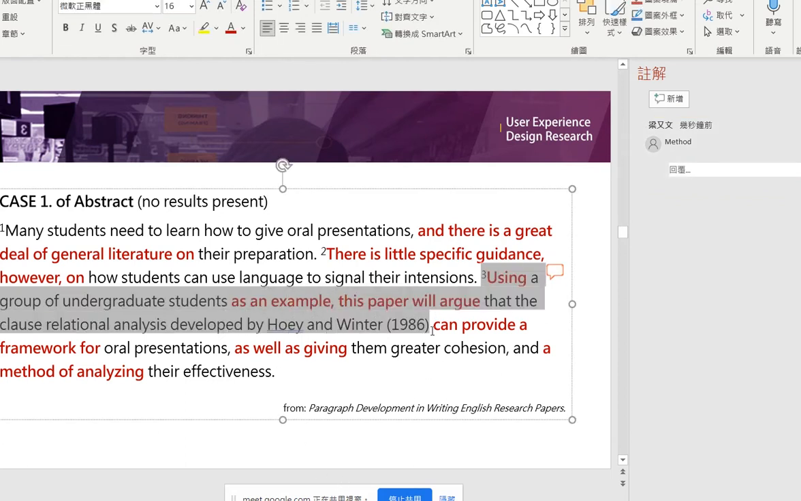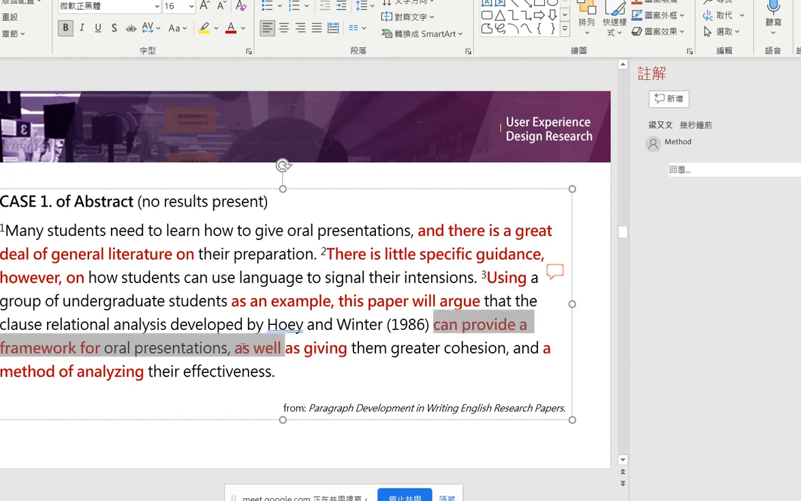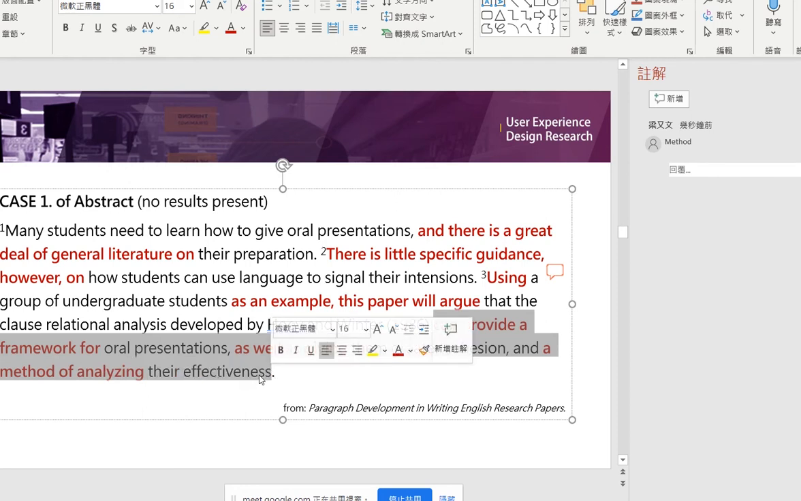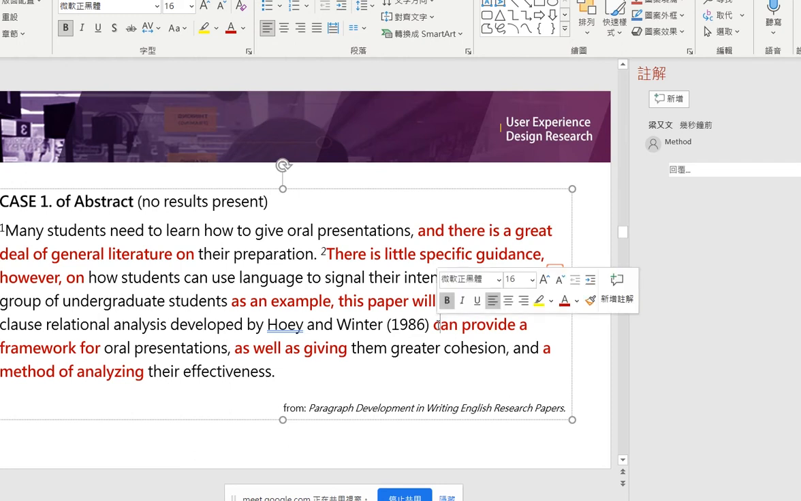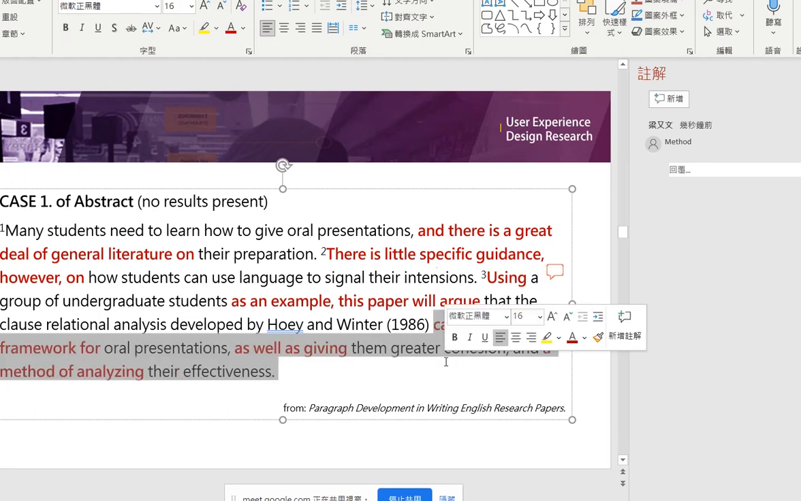Why can I highlight this paragraph? Okay, method. And in the same paragraph, they mention it can provide a framework for oral presentation as well as giving them greater cohesion and a measure of analyzing their effectiveness. Okay, so they provide and give you a prediction about their result. But maybe you will think, the result is a prediction. Why could I use the same way to present the result? Because the result is not as we could find in the content, to know they haven't finished their research, right? But why could they do that? Just writing a prediction. Why?